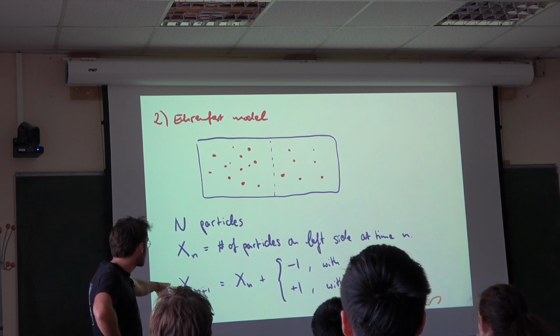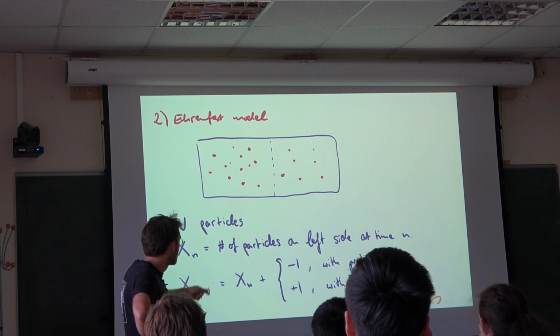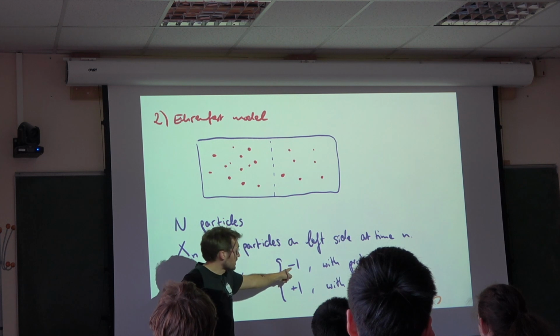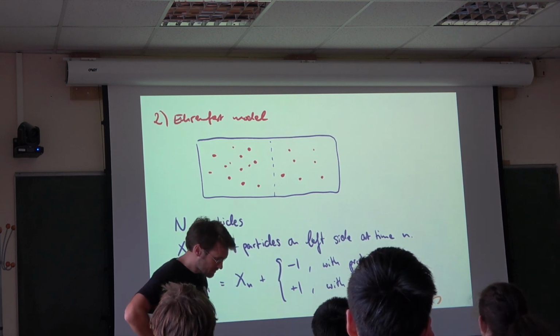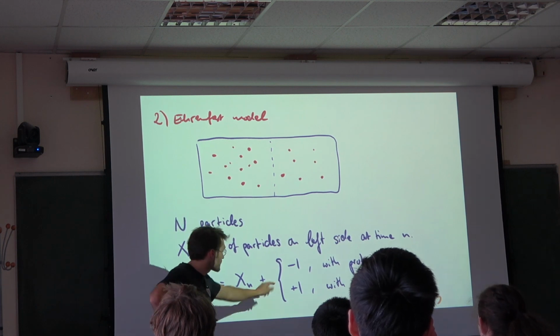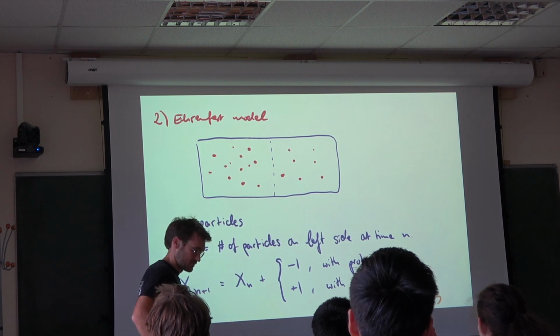Okay, so this means that xn plus 1 can be written as xn plus something. If a particle moves from the left to the right, then we have to remove 1, and this happens with probability xn over N. And if we move a particle from the right to the left, then we increase xn by 1, and this happens with probability 1 minus xn over N.